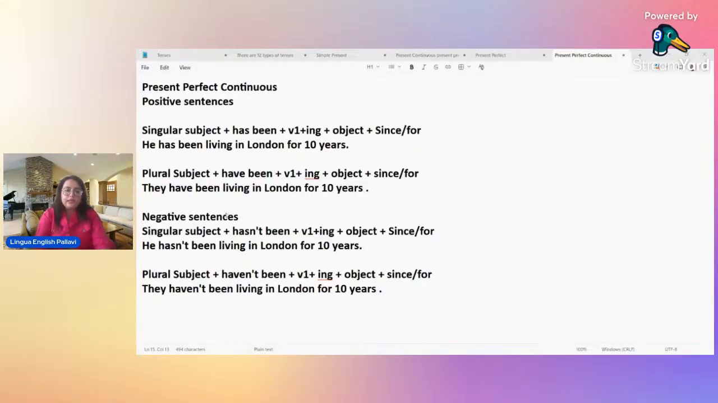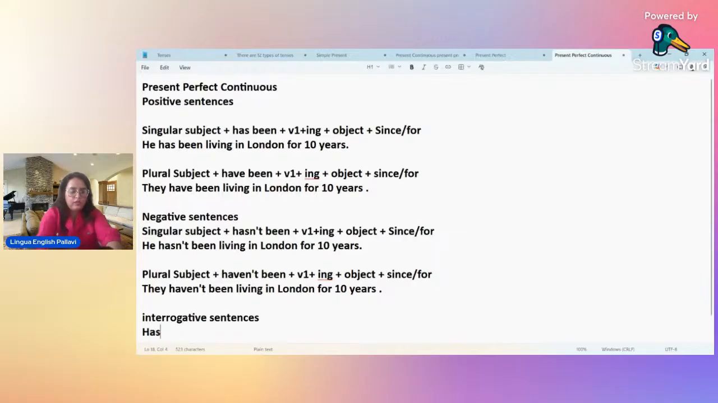So he hasn't been living in London for 10 years. So plural subject plus haven't plus v1 plus ing plus object plus and so forth. They haven't been living in London for 10 years. So just by adding not to it. Now let us see for interrogative sentences. That means these sentences, the question sentences.